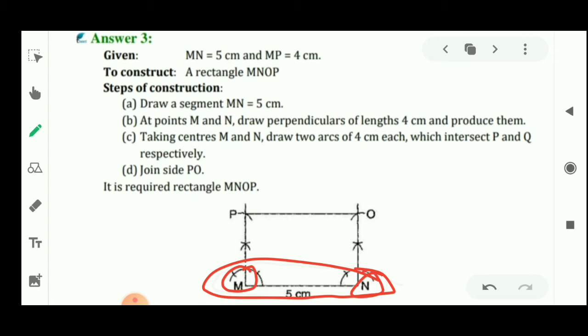Now student, another value is given, 4 cm. So from M, take the radius of 4 cm, draw an arc like this, and from N also you have to take the radius of 4 cm and draw another arc like this. Now we can find two points P and O. Now student, join OP. This is the required rectangle MNOP.